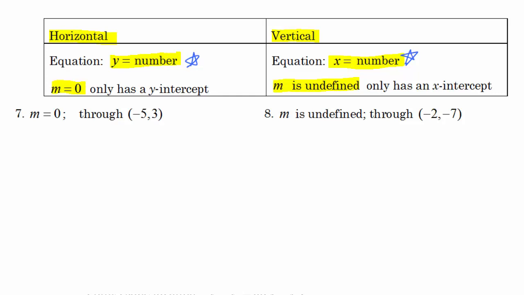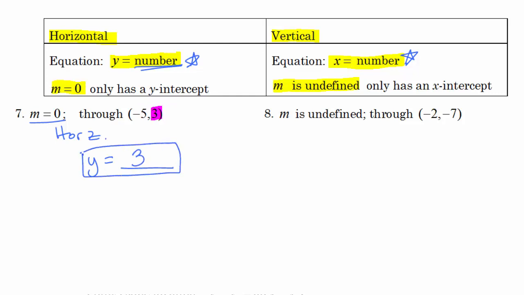On number 7, we have m is 0 and through a point. So we could use our point slope form, but it takes way too long. If you just know the slope is 0 and you have a horizontal line, then your answer is going to just be y equals a number. But what number? Well, what does y equal in that point? 3. That's it.